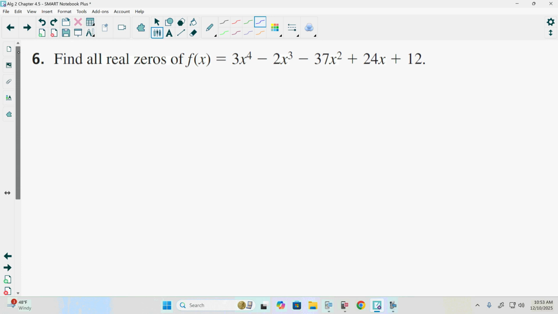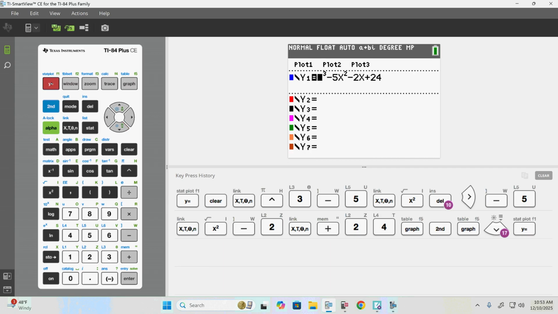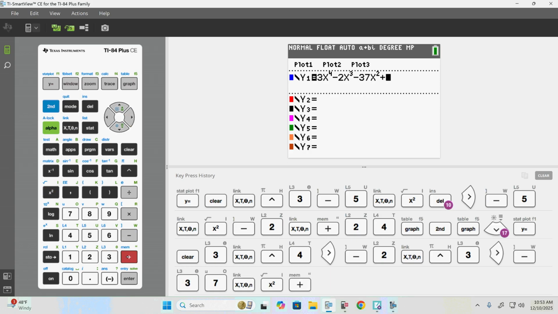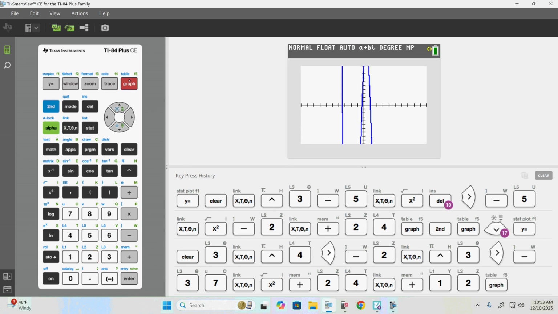Well, again, the first place I would start is in the graphing calculator. 3x to the fourth minus 2x cubed minus 37x squared plus 24x plus 12. We want to type it in that first line and have it graph it here.